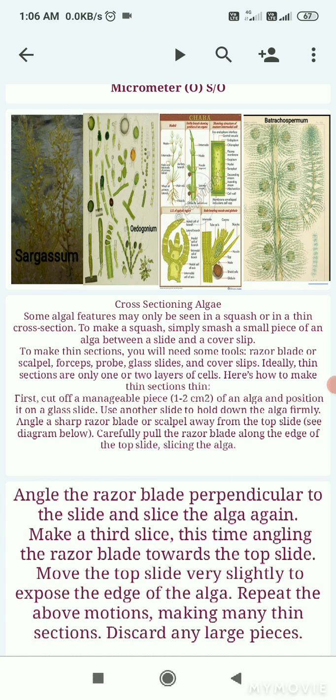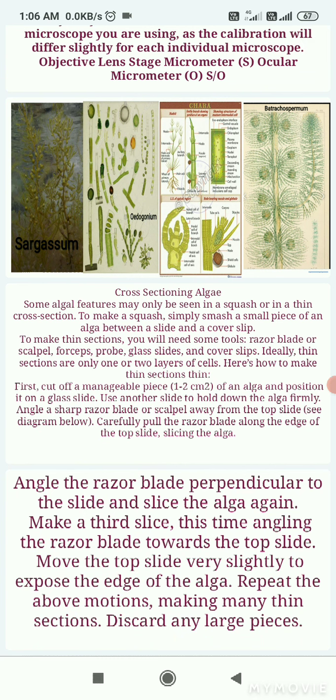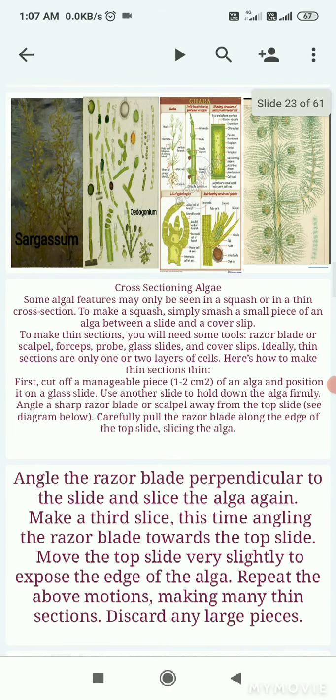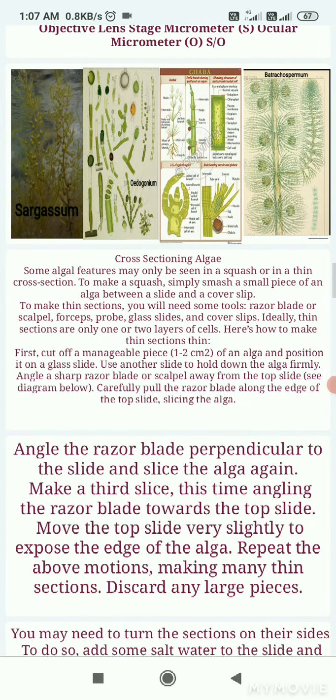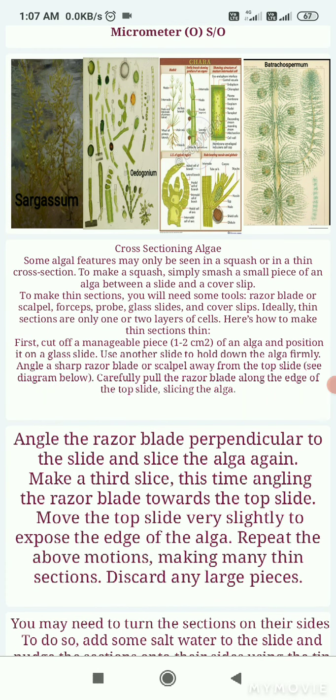So first of all, we go towards how to take a cross section of an alga. First of all, you have to select some algal features for which we have to make a permanent slide. For that purpose, take some alga and make a squash or thin cross section. A squash is a simple smash of a small piece of an alga in between slide and cover slip.